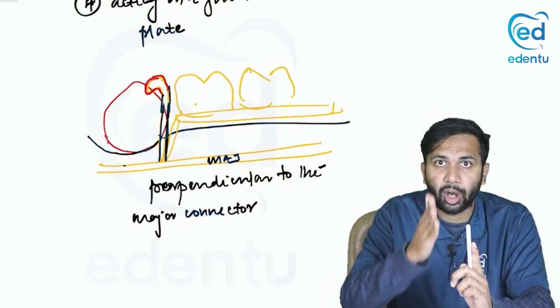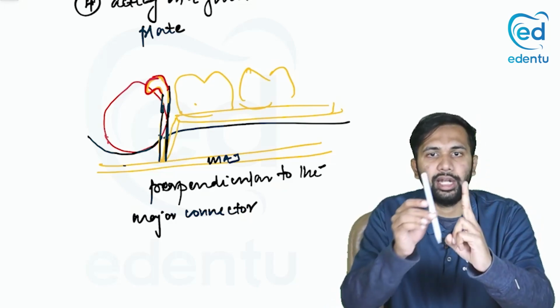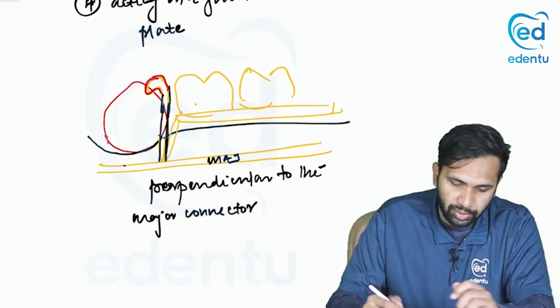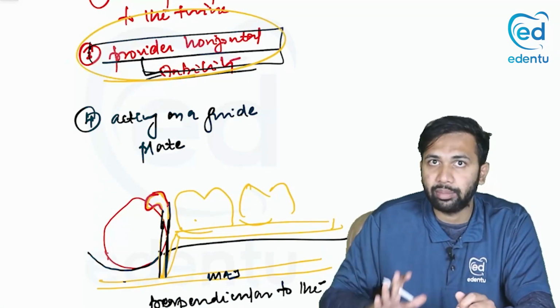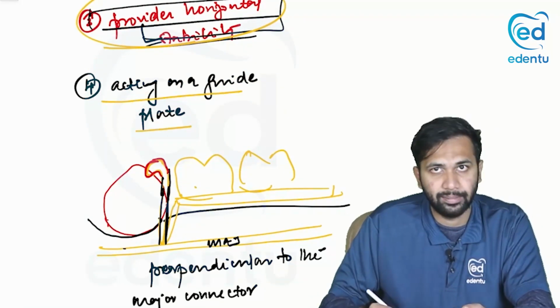It acts as a stop against the abutment tooth, right? If this is the abutment, it presses like this, so further horizontal displacement can be avoided. That is why it provides horizontal stability to the RPD. Number four, I told you, it acts as a guide plate.